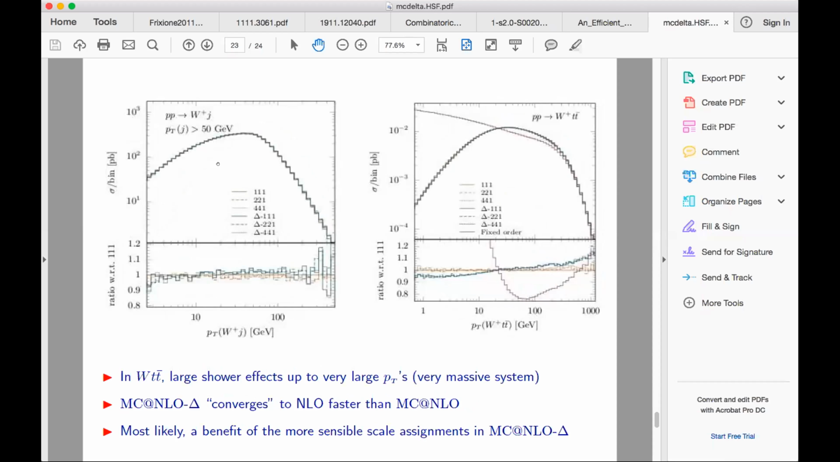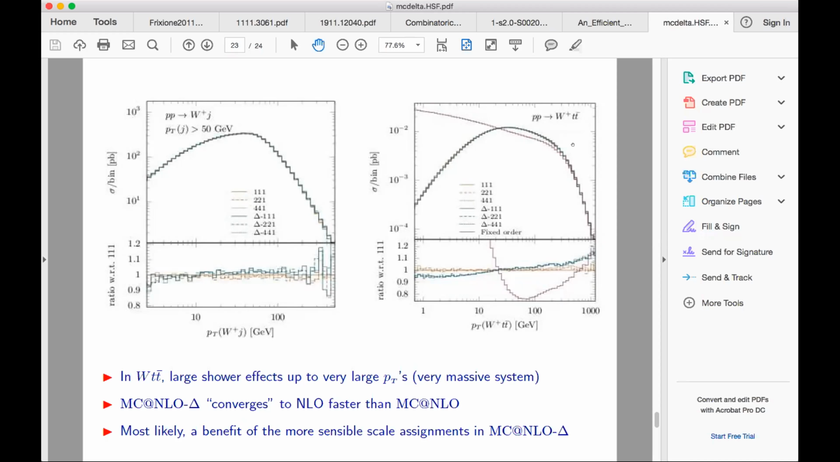Another couple of examples. I mean, here you have WJet production. Here you have WTT bar production. WTT bar production is probably the first case where we see an evidence that the multiple scale assignments in MC-NLO-Delta is more sensible than the one in MC-NLO, because the convergence, in quote, towards the fixed order result is faster in MC-NLO-Delta than it is in MC-NLO, okay?